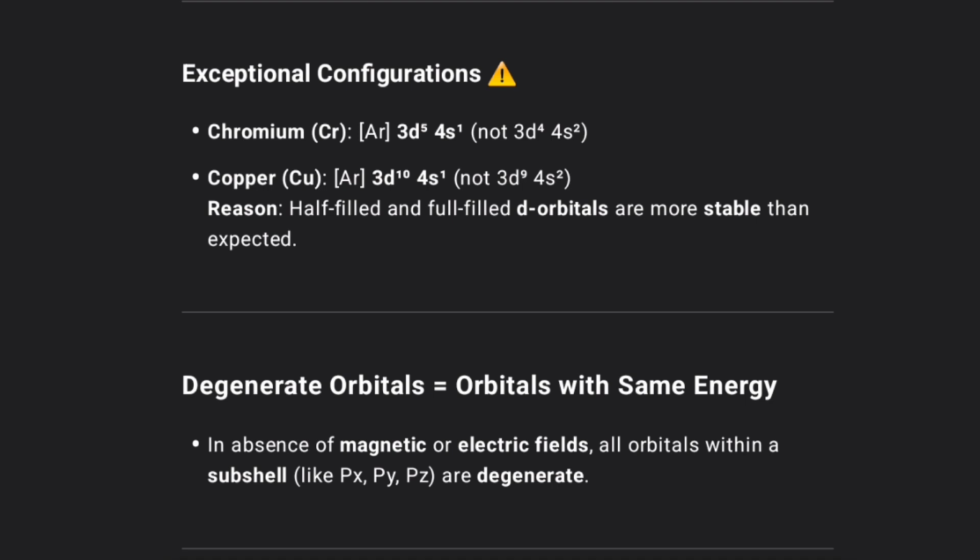Degenerate orbitals are orbitals with the same energy. In the absence of magnetic or electric fields, all orbitals within a subshell, like px, py, pz, are degenerate.